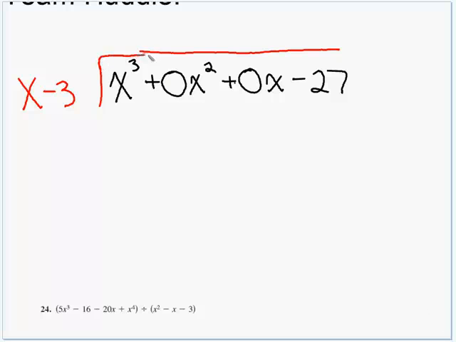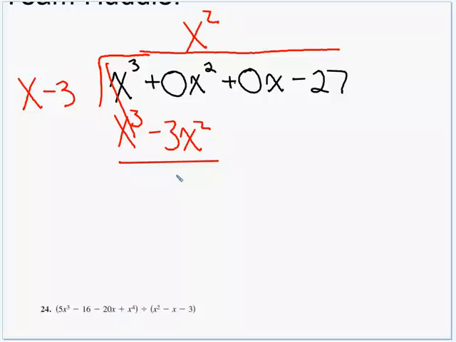Okay. So something times x is x cubed. Well, that has to be x squared. x squared and x is x cubed. x squared times the minus 3 is minus 3x squared. Subtract. Those are gone. 0 minus a negative 3 is a positive 3x squared.